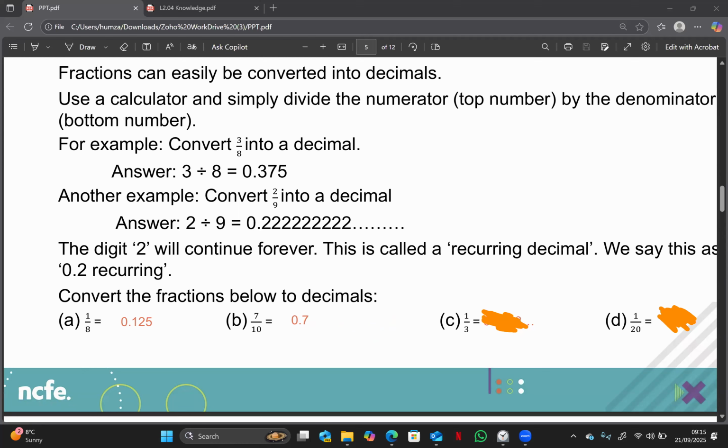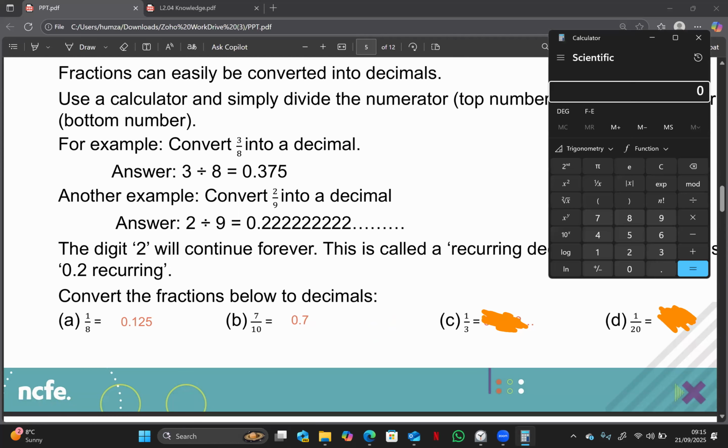Okay, 1 second. So, what did you say? 1 divided by 3, right? Yes, please. It was 0.3333. Exactly. This is the example I showed you before, where 3 continues on forever.